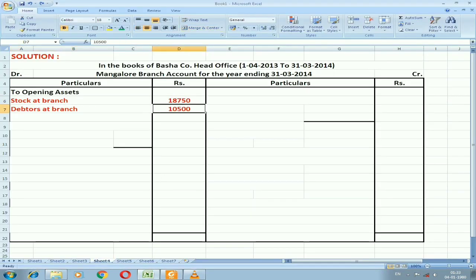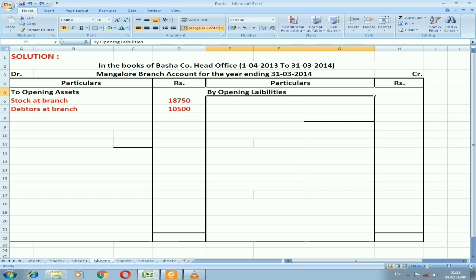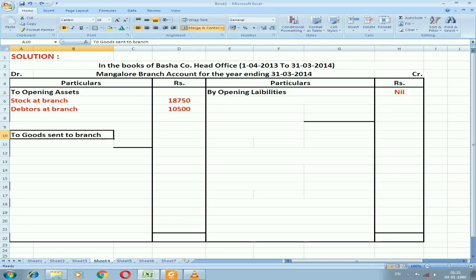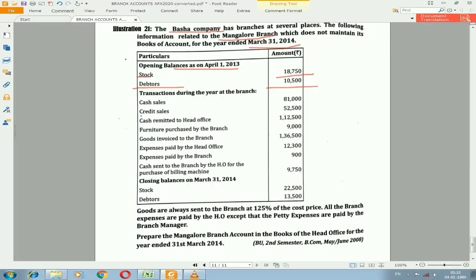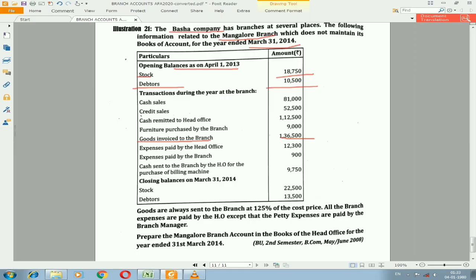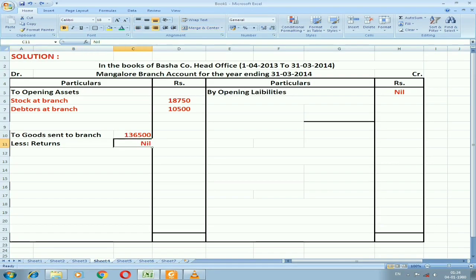Then we need to record the opening liabilities. As we don't have any opening liabilities in the illustration, opening liabilities will be nil. And then we need to record the goods sent to branch on the debit side. So in the illustration, goods sent to branch, that is invoice to branch, with the amount of 1,36,500 is the goods which is sent by the head office to the branch. Next, we need to minus return. We don't have any returns in the illustration. That will be nil. Total will be 1,36,500.